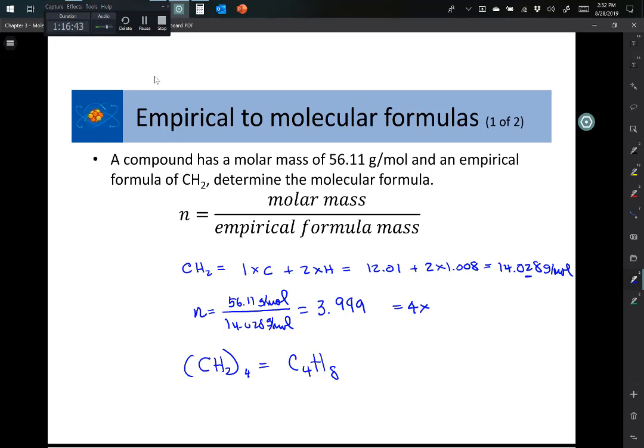Yeah, so the idea is this is how much the molecule weighs, but this is what you got as the empirical formula. Right? And so if you can figure out how many times this goes into the molecular mass, that tells you how many times the empirical formula goes into the molecular mass. So there's 4 of these together that make the molecular formula. So you just multiply all the subscripts by 4.